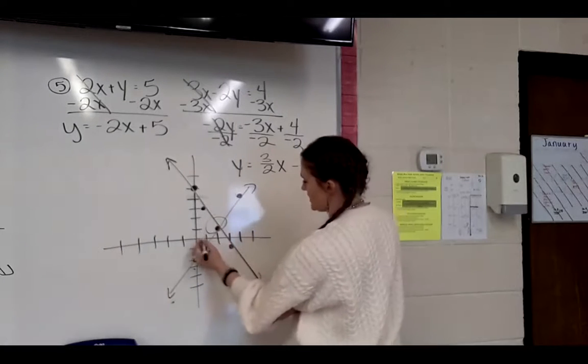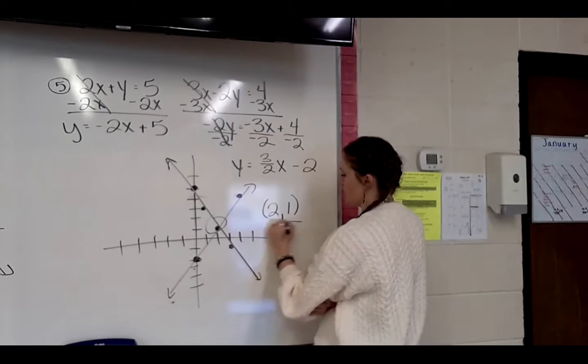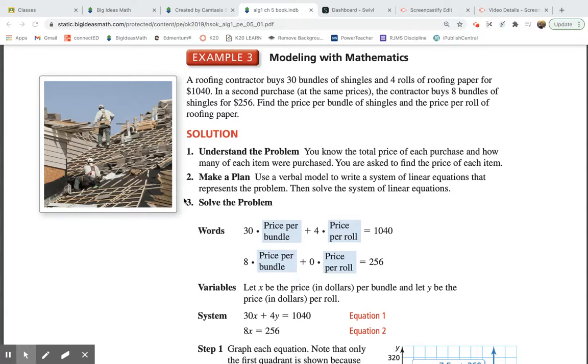And they intersect at the point 2, 1. That is your solution. Okay, another example. This one's the real life model. So it says a roofing contractor buys 30 bundles of shingles and 4 rolls of roofing paper for $1,040. In a second purchase at the same price, the contractor buys 8 bundles of shingles for $256.